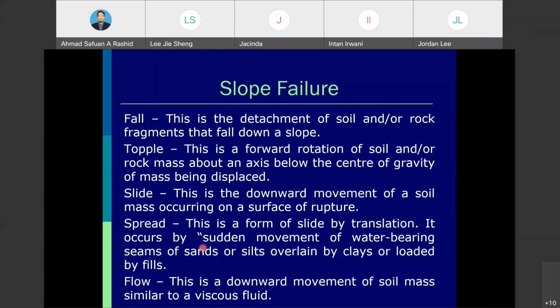The same goes with the slide. We need to produce the surface of rupture in the analysis, whereby we can determine the factor of safety by using either a total stress or effective stress approach. While flow is a downward movement of a solid mass similar to a viscous fluid. This normally happens in the forest area, like what happened in Yan previously.